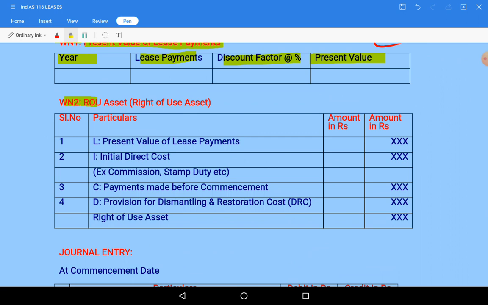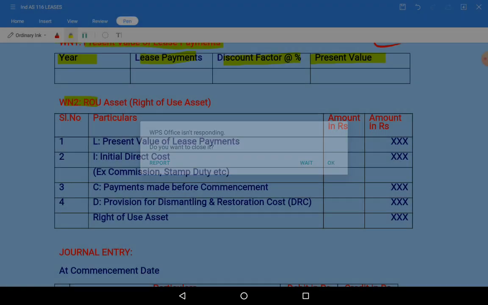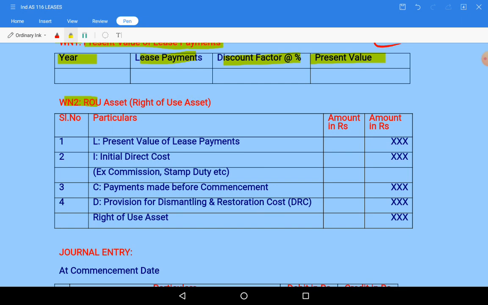Example, memory technique: LIC. So L is for lease payment at present value, that you have done in working note 1.